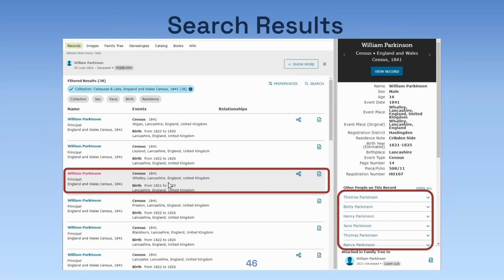But notice this little icon. This means that the source is already attached to somebody. Well, it wasn't attached to our William, so who is it attached to? Uh-oh. It's attached to a different William with a completely different PID.